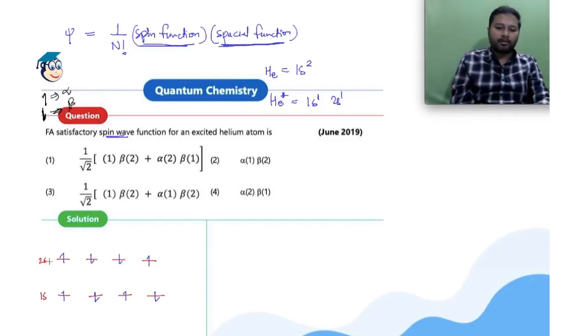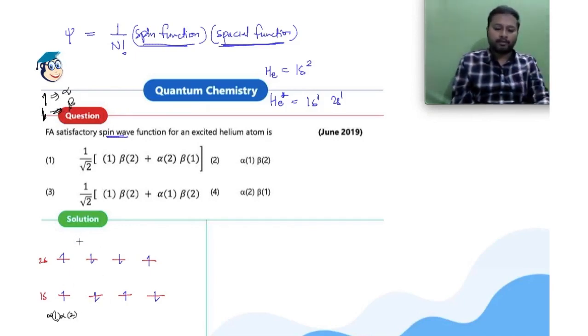So what will be your spin states over here? This will be called alpha 1 and alpha 2. Why so? Because this is in the spin up state, and this is also in the spin up state, so both are in the alpha states. That's why alpha 1, alpha 2. That means the first electron is in the alpha state, or the spin up state, and alpha 2 means the second electron is also in the alpha state, or the spin up state.